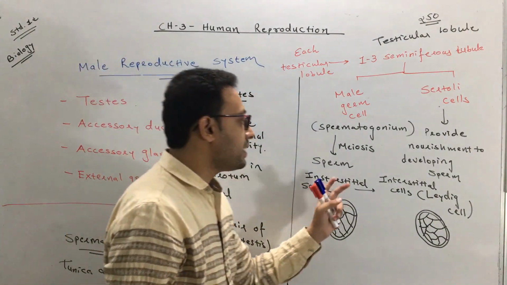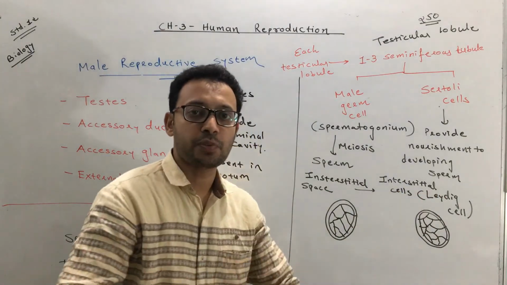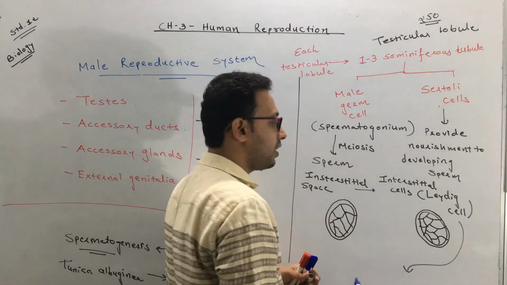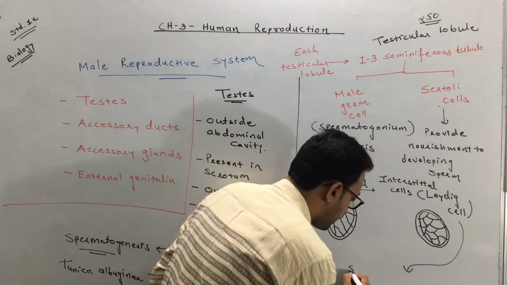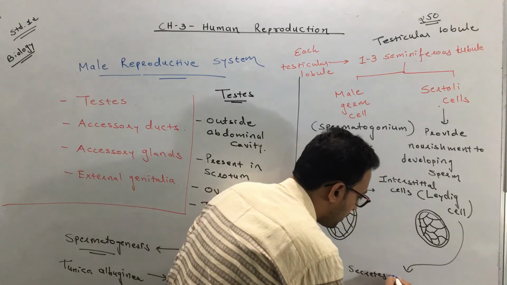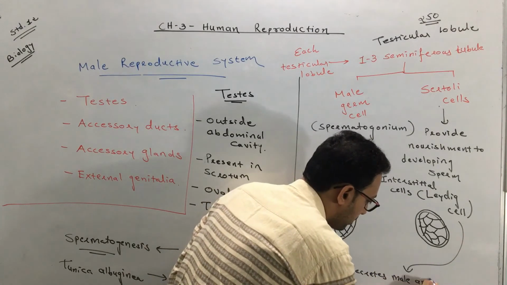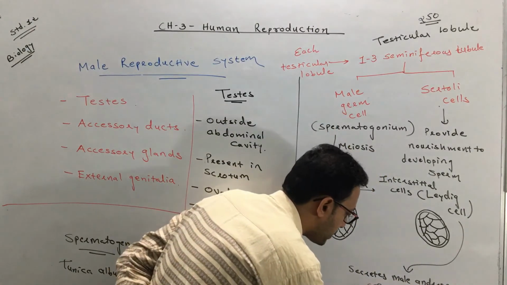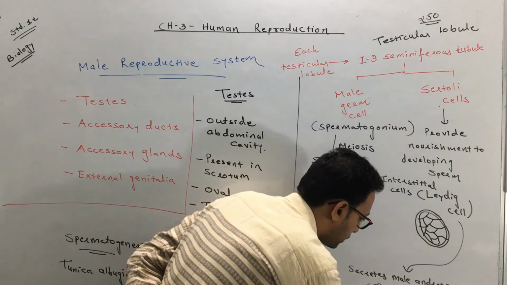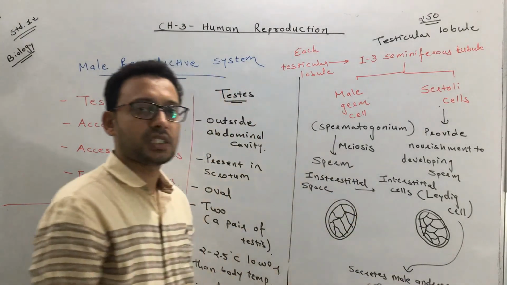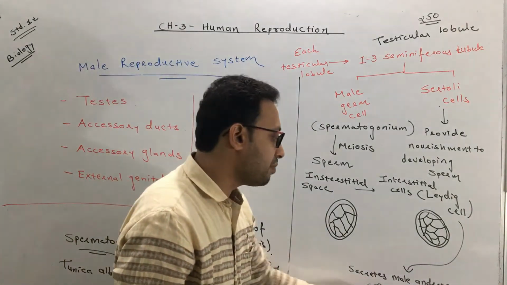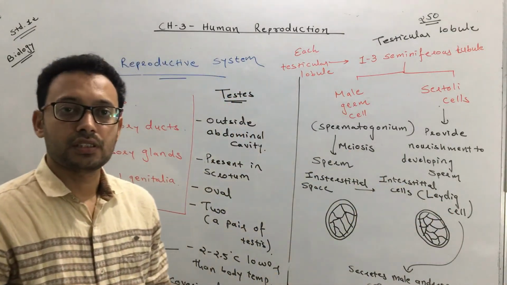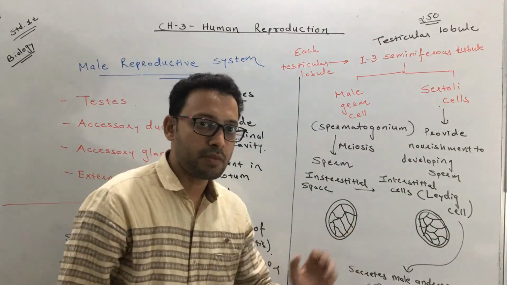Okay, so the interstitial cells or the Leydig cells, which are present outside the seminiferous tubule, secrete male androgen, which is the main hormone, testosterone. This is a male sexual hormone, secreted by the Leydig cell or interstitial cell. Okay, so these are the functions. You have to remember the functions of these cells.